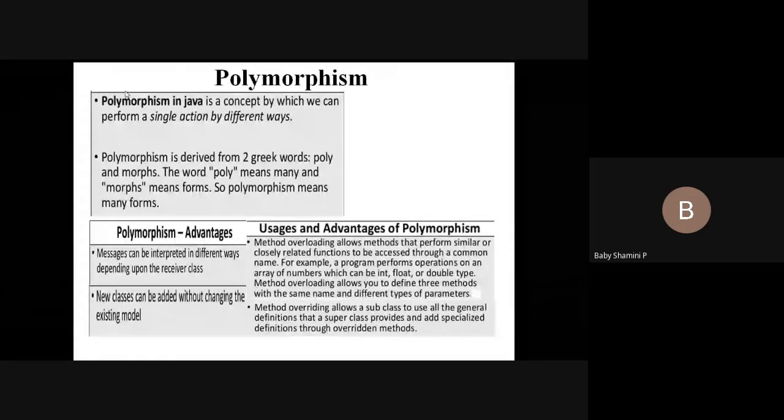So next one is polymorphism. Polymorphism performs a single action in different ways. That is, poly means many, morph means form. So a single action can be performed in different ways. I will explain in the next slide, then you can easily follow this.